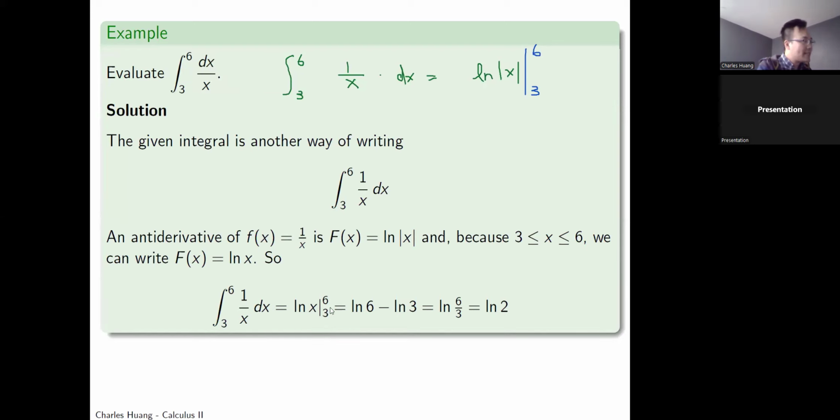And you notice when I put in 6, that's natural log 6. I don't need the absolute value anymore because the absolute value of 6 is 6. Same thing as the absolute value of 3. Absolute value of 3 is still positive 3. So we're going to have natural log 6 minus natural log of 3. We can put them together, divide the inside of the natural log, and we're going to have 2. Natural log 2 is the answer.